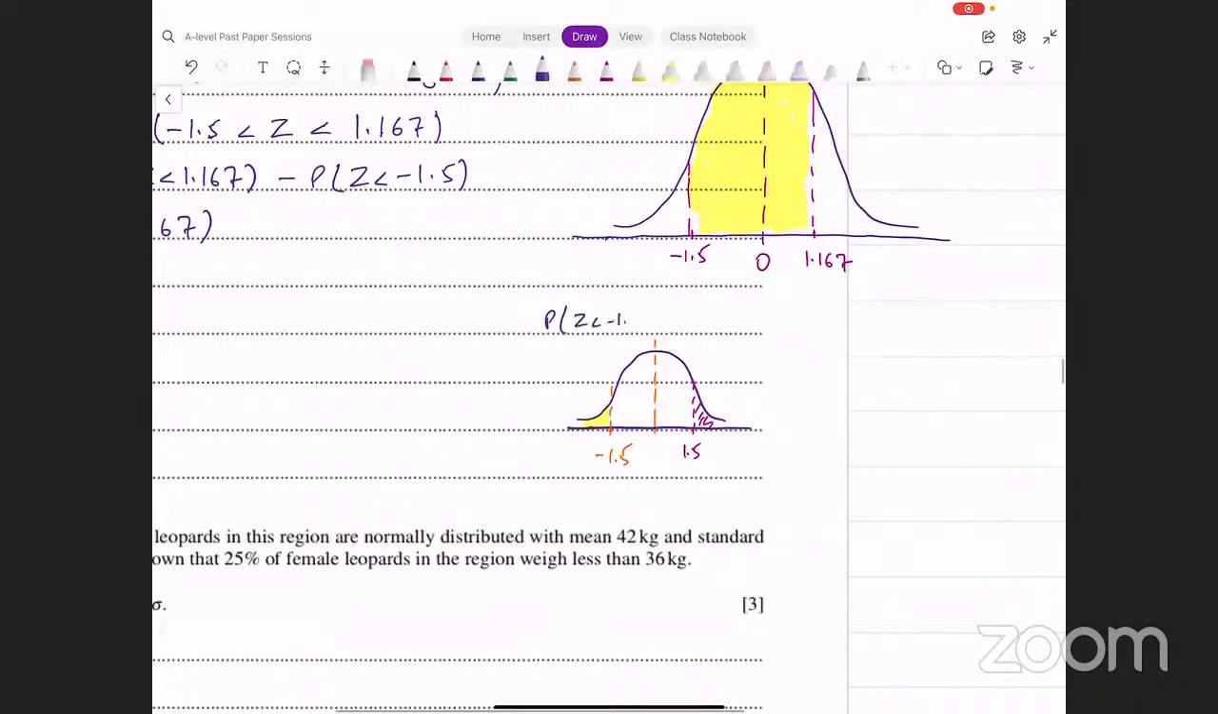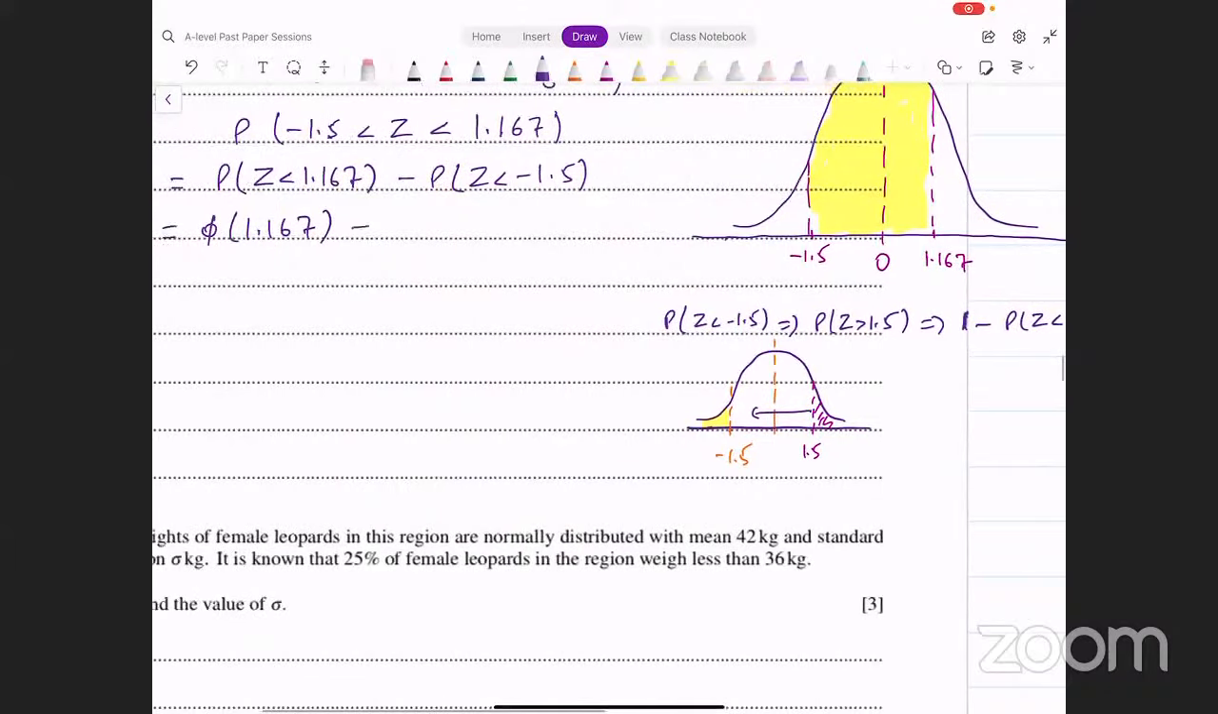z less than -1.5. We said सबसे पहले that's the same thing as saying z greater than 1.5, ये वाला रीजन. लेकिन ये डायरेक्टली नहीं आ सकता. हमने क्या किया? हमने 1 में से माइनस कर दिया इसके लेफ्ट साइड वाला रीजन. सो 1 माइनस प्रोबेबिलिटी ऑफ z लेस देन 1.5. ठीक है. तो जो ऊपर हमने लिखा हुआ है, इसको हम लिख सकते हैं 1 माइनस प्रोबेबिलिटी ऑफ z लेस देन 1.5. Now this is the value that we can find from the table.